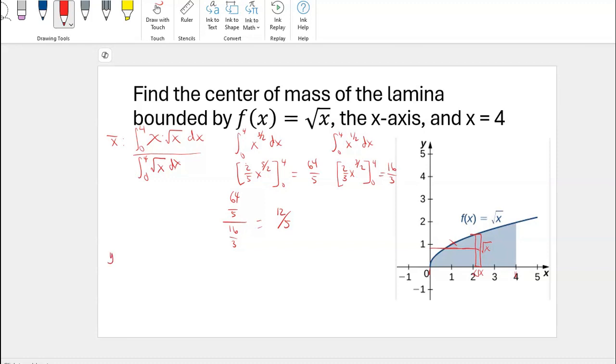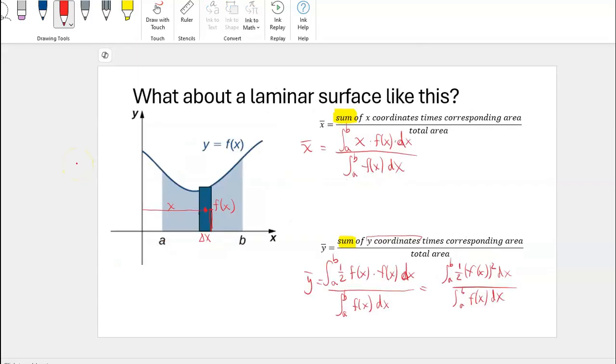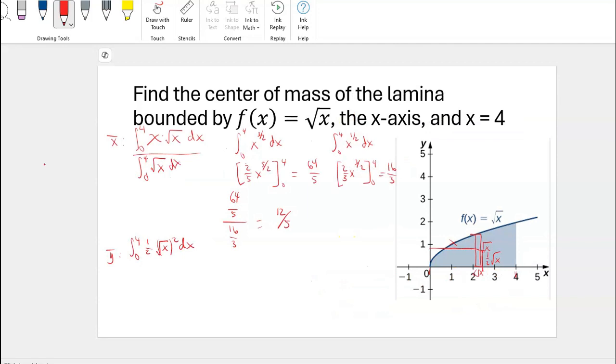How do I find y bar? Well, again, that's going to be the integral over our bound 0 to 4. Now this time the y value is going to be half of that square root of x. So 1/2 square root of x squared dx. The reason why it's squared: one, our formula says so, and two, I have the area with the square root of x.